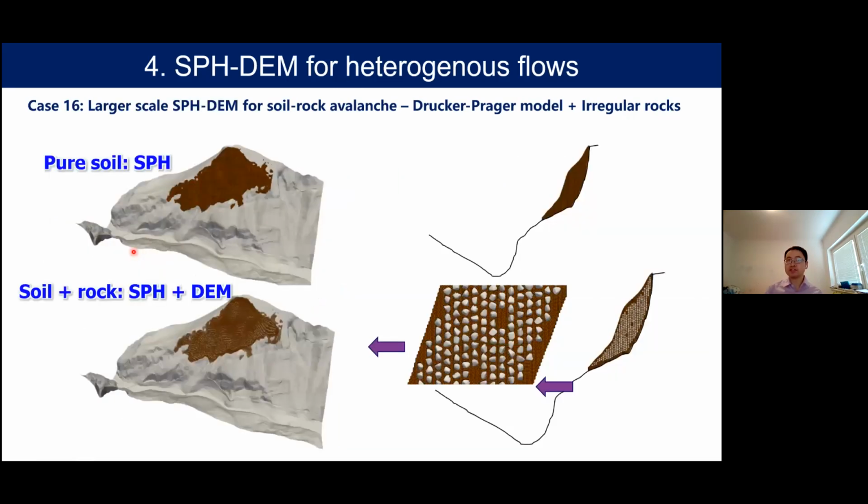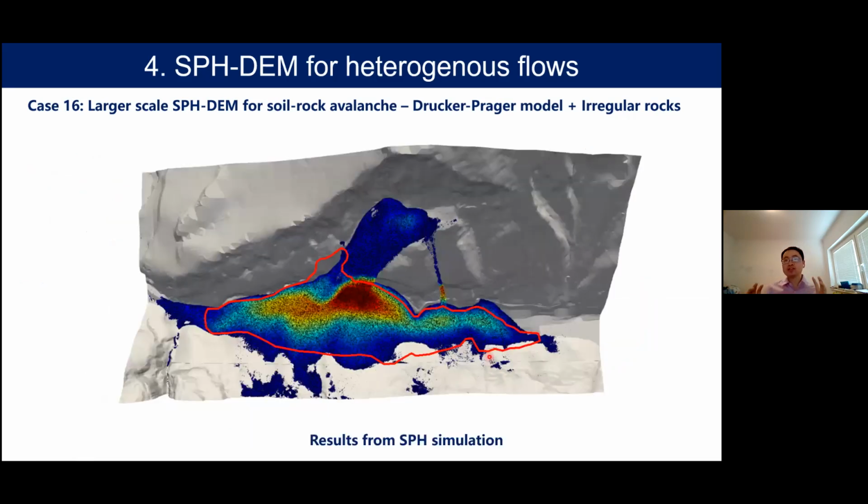And the last example is this Hungarian landslide. We already showed in the previous part, we model it using pure SPH, but this landslide is actually a soil rock avalanche. So you can see that in the previous simulation using pure SPH, we didn't reach very accurate results. So in this large scale simulation, we embedded some rocks inside the body and just let it flow. And the rock has irregular shapes. And here is the result from pure SPH simulation. You can see that the deposition is a little bit different, especially in this area and this area.